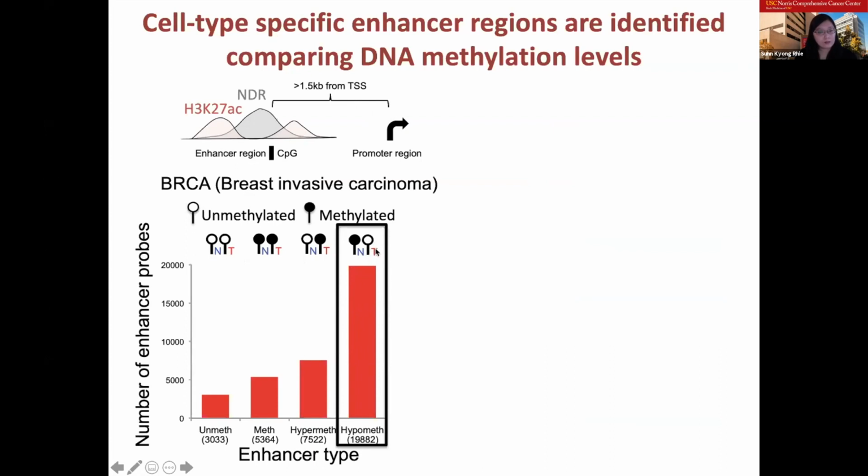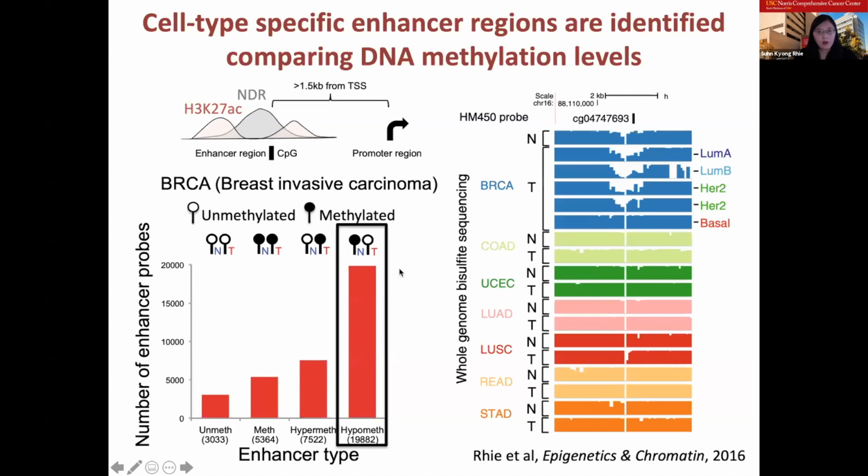That means that in tumor, it's unmethylated, but in normal, it's methylated. And we confirmed this enhancer signature with some whole genome bisulfite sequencing data. So for example, this enhancer here, CG04747693, is active, open only in breast cancer. You can see that unmethylation is found in breast cancer, and actually in luminal A and HER2, but not in basal, not in normal, and also not in other cancer types. So we were able to find those cell type specific enhancers comparing DNA methylation data from tissues using TENET.